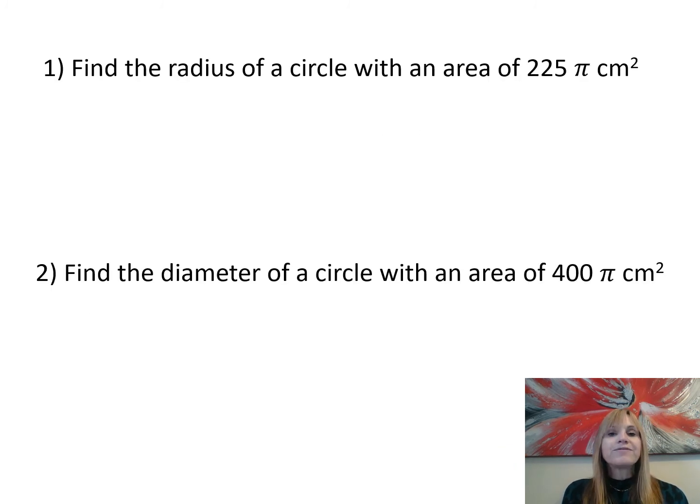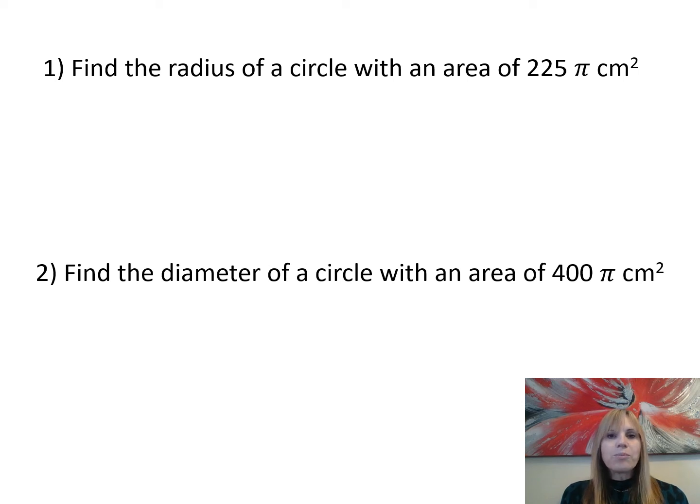So here we have two worded examples, and to work out the answer we need to work backwards. So the first one, we've been given the area of the circle as 225 pi centimetres squared, and we have to work out the radius. So we're going to do this without a calculator.